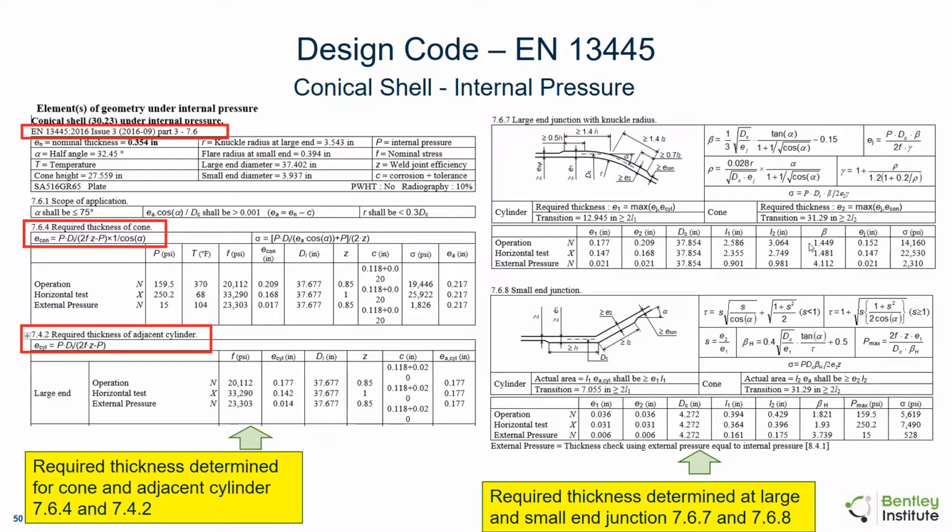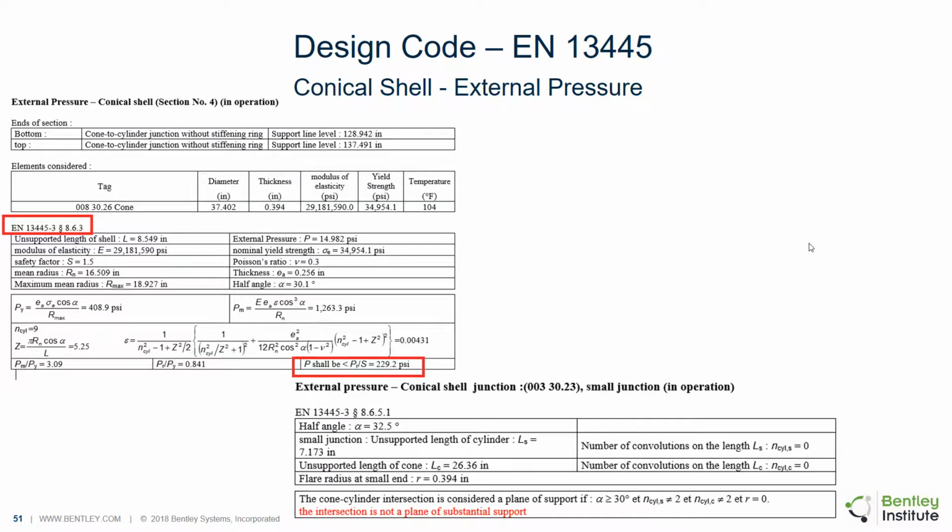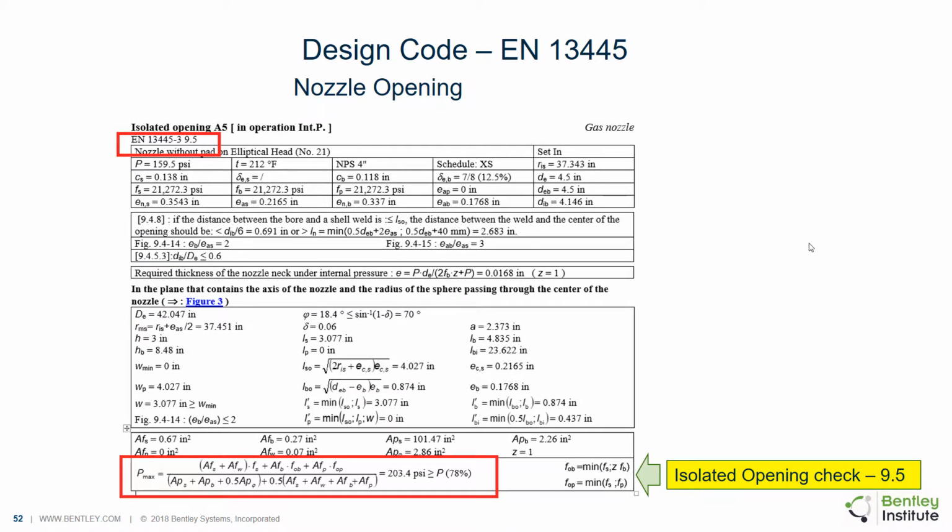The internal pressure related calculations for conical shell include evaluating required thickness for cone and adjacent cylinder as per 7.6.4 and 7.4.2. The required thicknesses at the large and small ends of the conical junction are determined as per 7.6.7 and 7.6.8 respectively. External pressure calculations are performed as per 13445-3 section 8.6.3. The criterion for acceptance is that the external design pressure needs to be less than the ratio of calculated lower bound collapse pressure PR to the allowable stress. The applicability of the conical shell junction check criteria is verified. The nozzle opening calculations are performed as per 9.5.